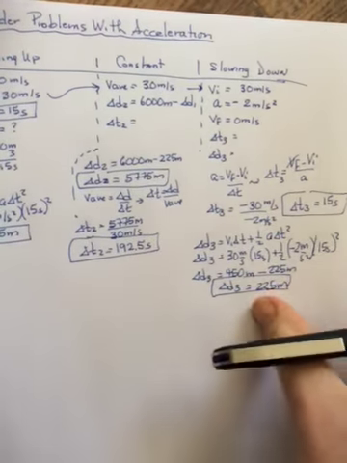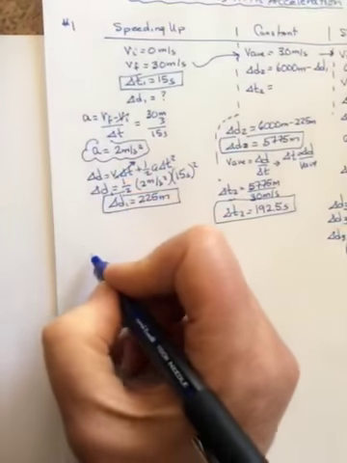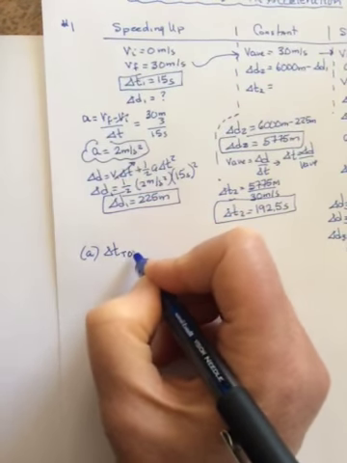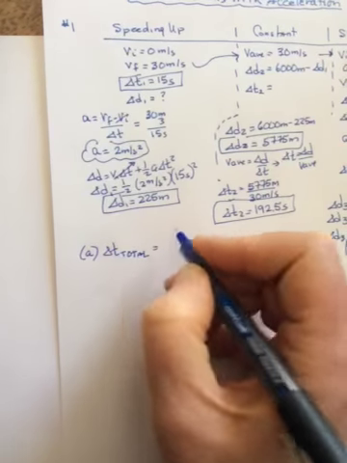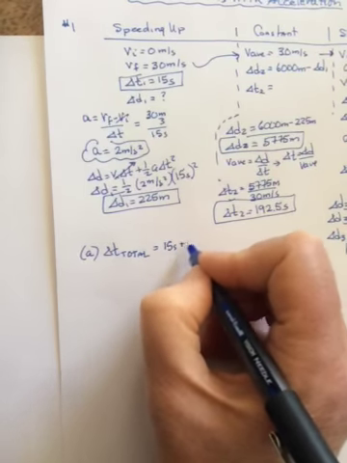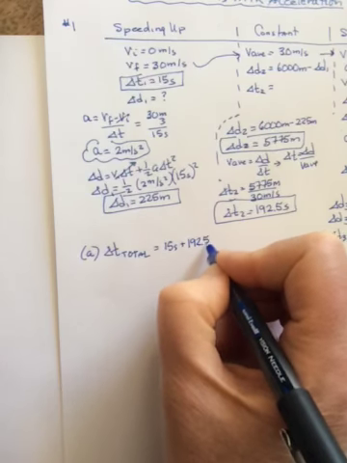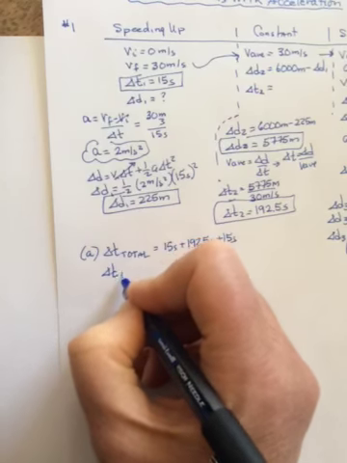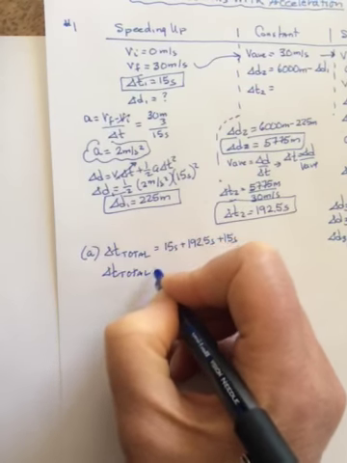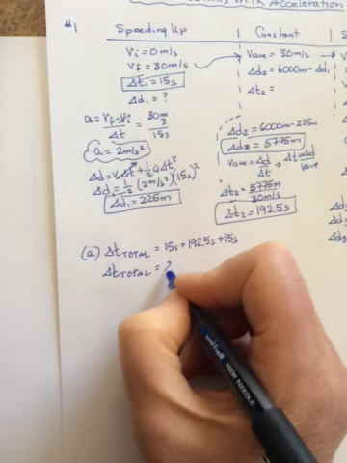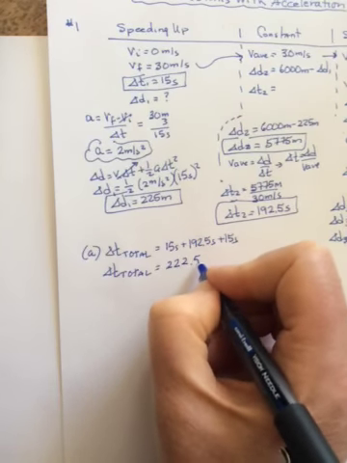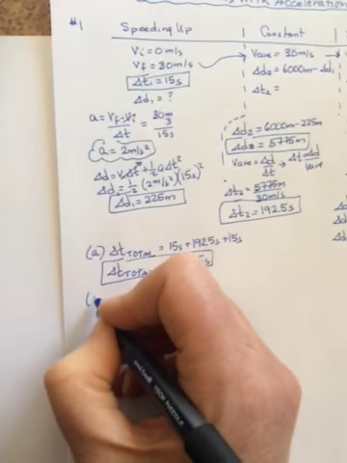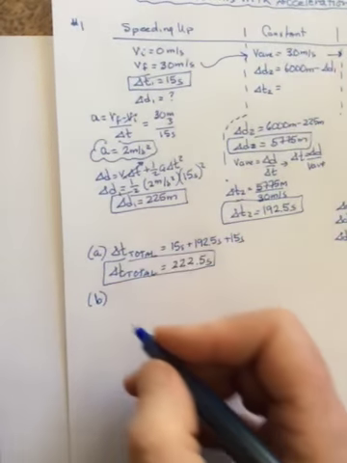All right, now that we have that, we can actually answer the question. So part A says how long? So it wants delta T total, which is really just going to be 15 seconds plus 192.5 seconds plus 15 seconds. So delta T total is going to equal 222.5 seconds, part A.